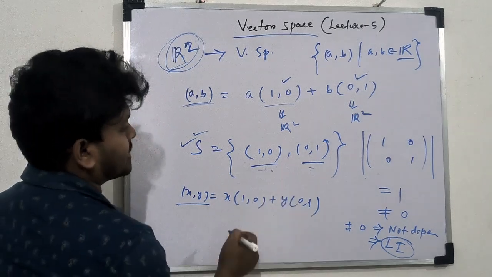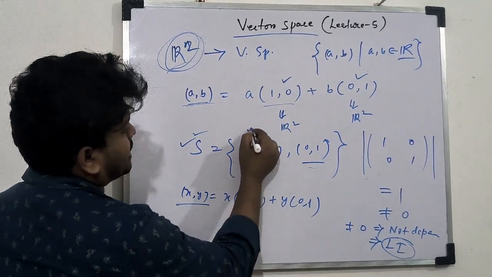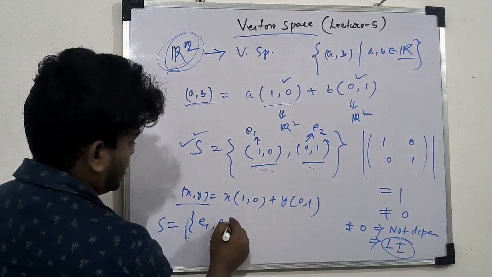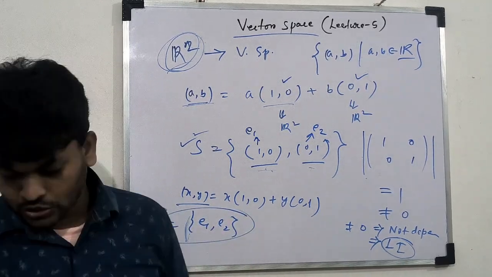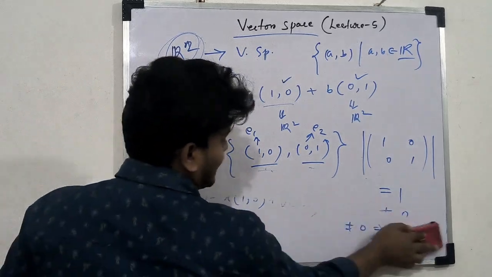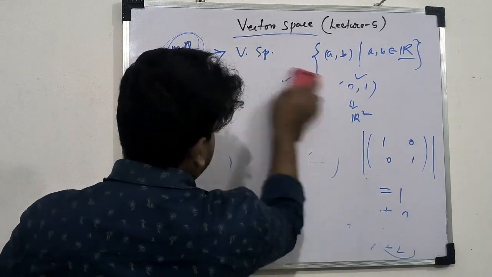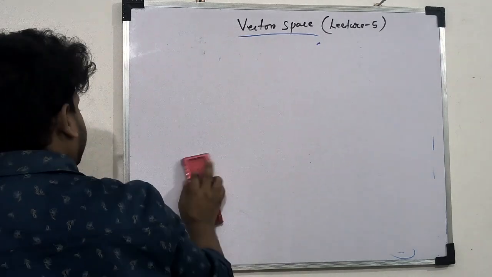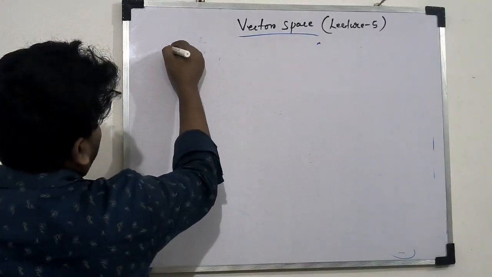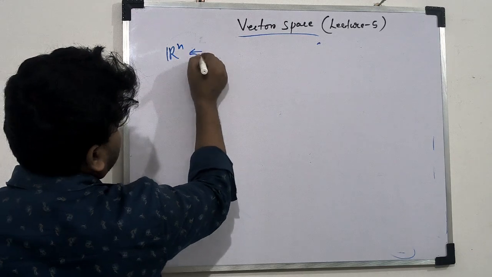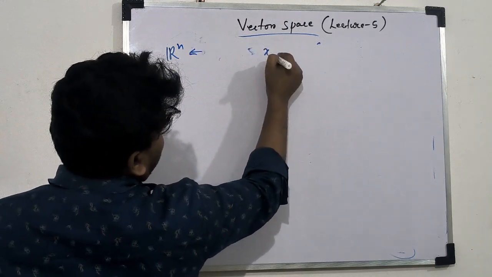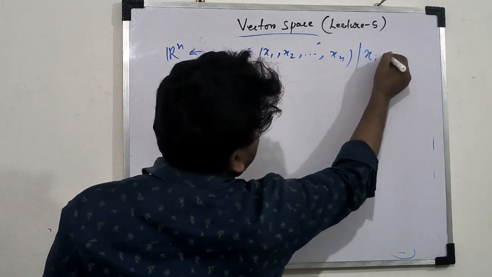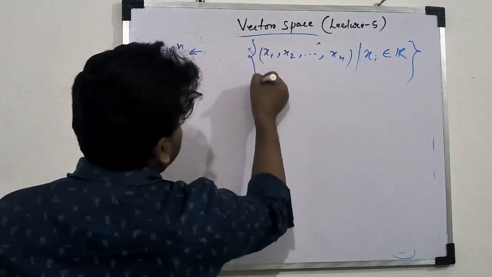This is a standard basis. This can be written as e1 and this as e2. So S equals {e1, e2}. This is the standard basis for R2. If you take Rn, a similar case will happen. If we take Rn as a vector space, its elements look like (x1, x2, ..., xn), that is an n-tuple, where all xi belong to the real numbers, which is the field.